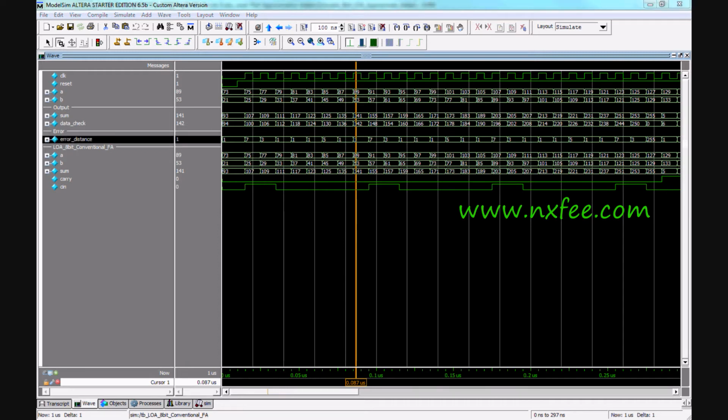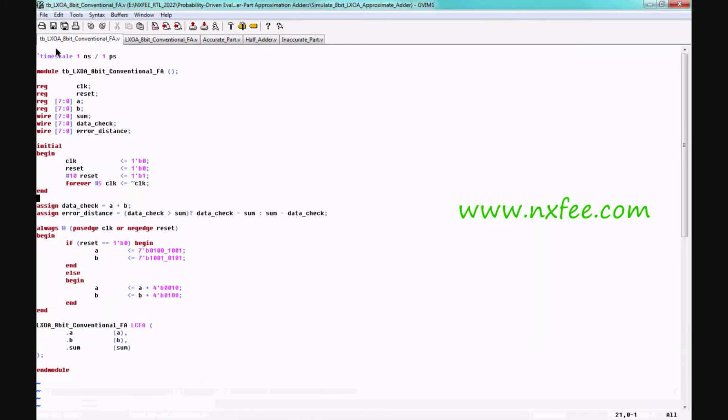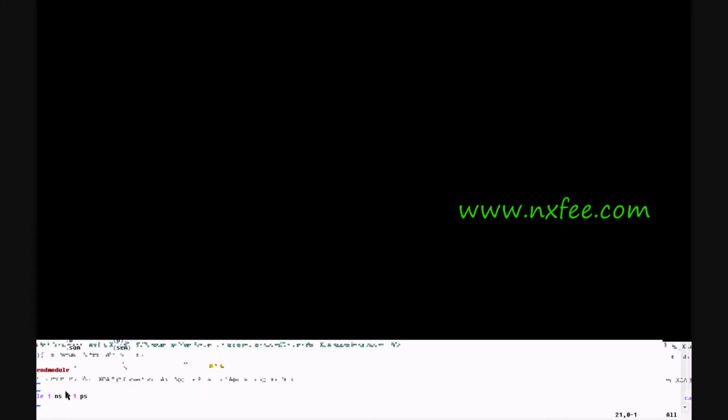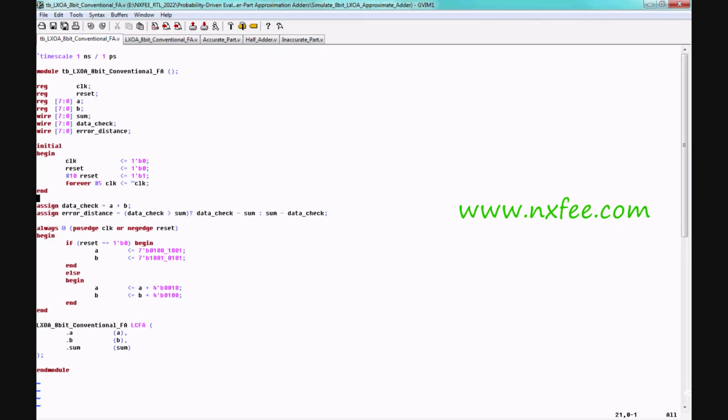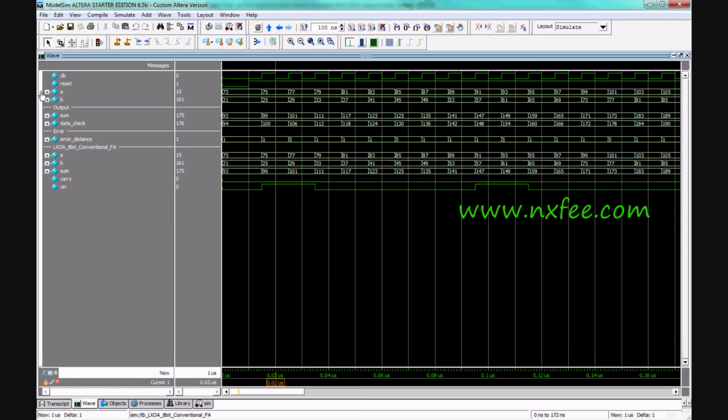Okay, and the second stage is LXOA. This is the LXOA architecture. Here they additionally use a half adder. That half adder based simulation will be present here. So here you can check the input and output. This is A and this is B, sum value and data check value.